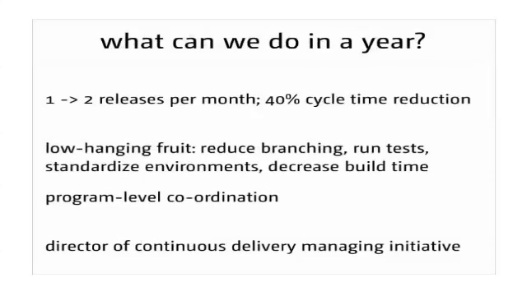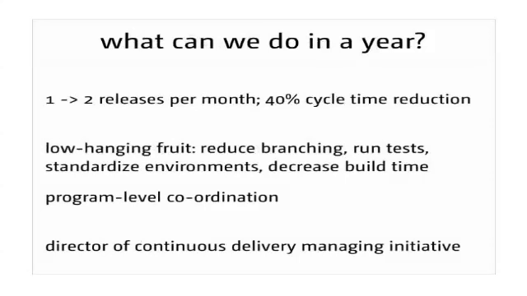So I'm going to talk about another large organisation that I'm unable to name that we did some work for. Very large organisation, distributed, and they wanted to move to continuous delivery. In a year, they were able to move from 1 release to 2 releases a month, and they achieved a 40% reduction in their cycle time. And they did this by focusing on low-hanging fruit.